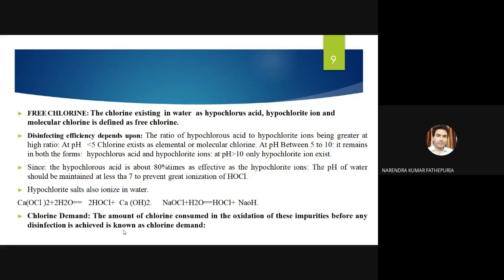If pH is less than 5, chlorine exists as elemental or molecular chlorine. At pH between 5 to 10, it remains in both forms, hypochlorous acid and hypochlorite ions. At pH greater than 10, only hypochlorite ion exists. So these are the three elements, as I told you: elemental chlorine, hypochlorous acid, and hypochlorite ion. Because of the hydrolysis process and ionization process, both the acids will form. And pH plays a very important role, as we have discussed.